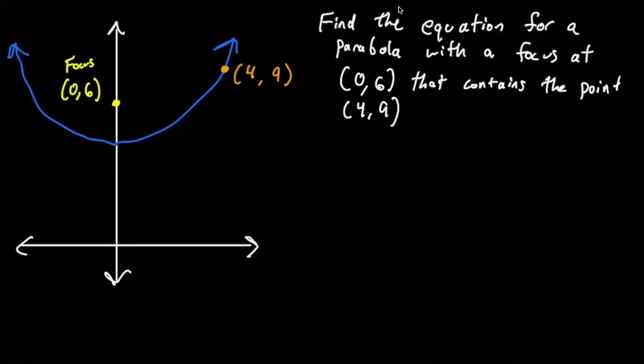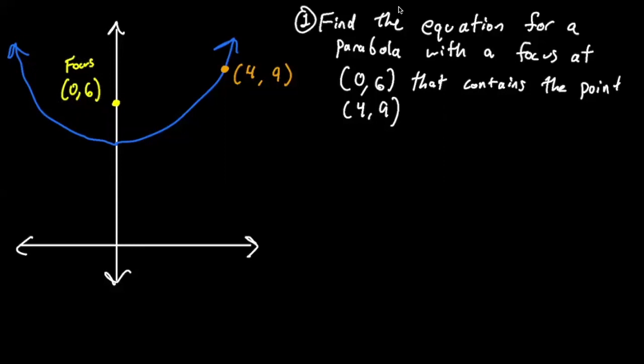Okay, so we're going to take a look at an example problem where we're given some information about our parabola, and our task is to write the equation. So to the right here is the example problem that we're given. Find the equation for a parabola that has a focus at 0, 6 and contains the point 4, 9. So on the left here, I've drawn out a graph of what our parabola might look like. I labeled our focus at 0, 6, and I labeled the point that we know at 4, 9. And our task is to write the equation.